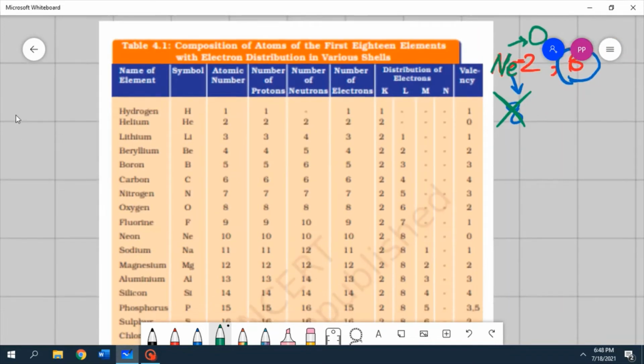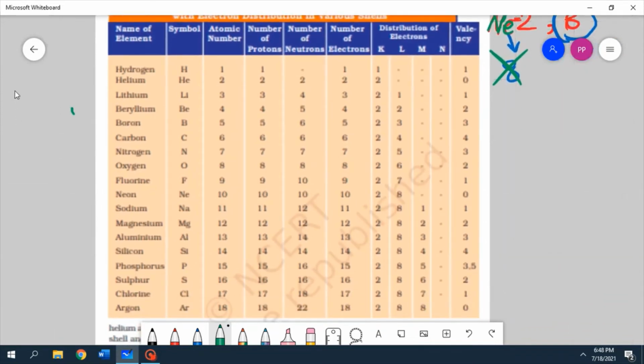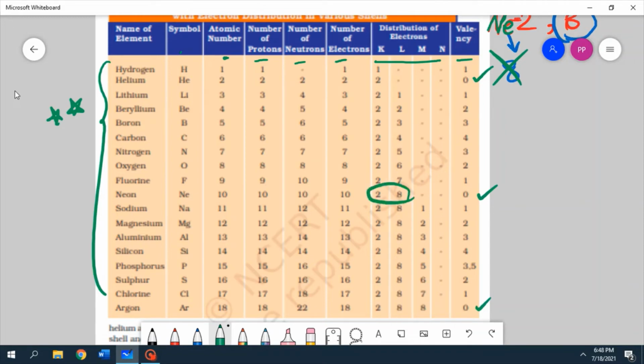So we have this table here, which is very important. I want you to know every element and its symbol, its atomic number, the number of protons, the number of neutrons, the number of electrons, the distribution, and the valency. Alright, I need you to know this. So if you see here, for helium, for neon, and for argon, in the first 18 elements, the valency is 0. And why is that so? Because if you see, the outermost orbit has 8 electrons here and here.